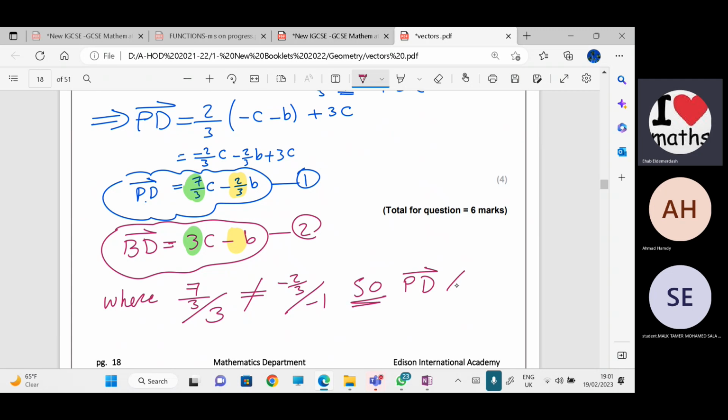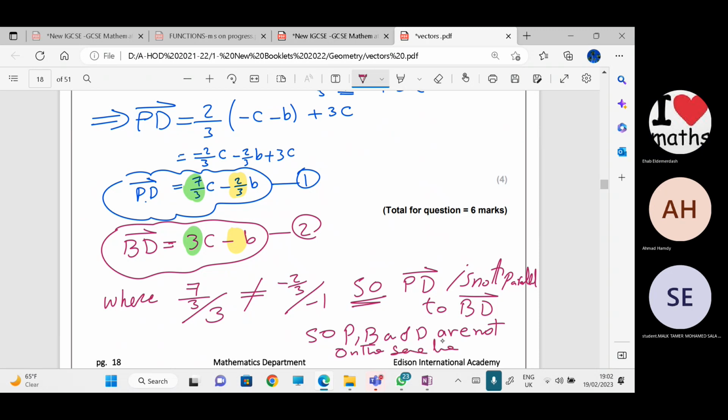So BD is not parallel to PD. So P, B and D are not on the same line. Not on the same line. Are you clear in this question? Okay. Last question.